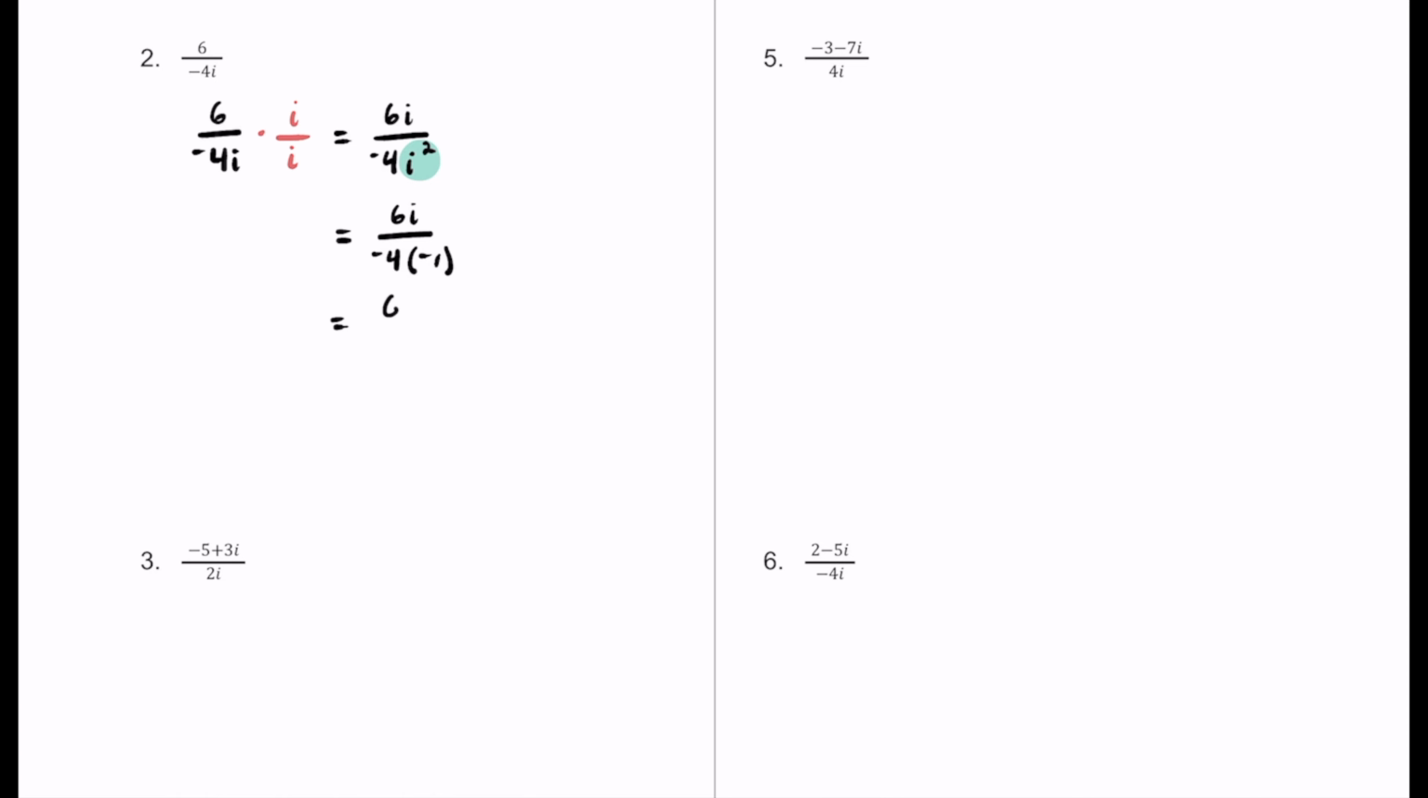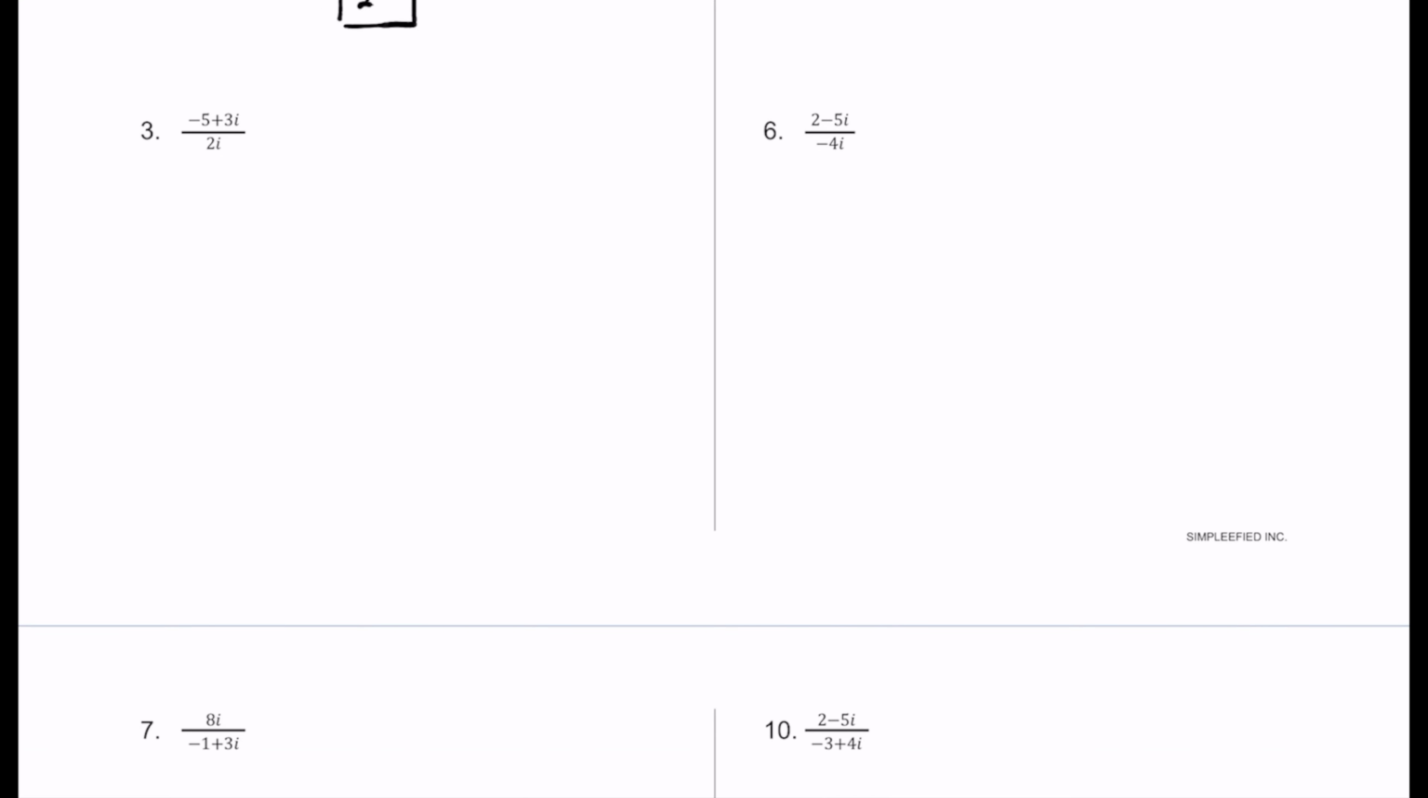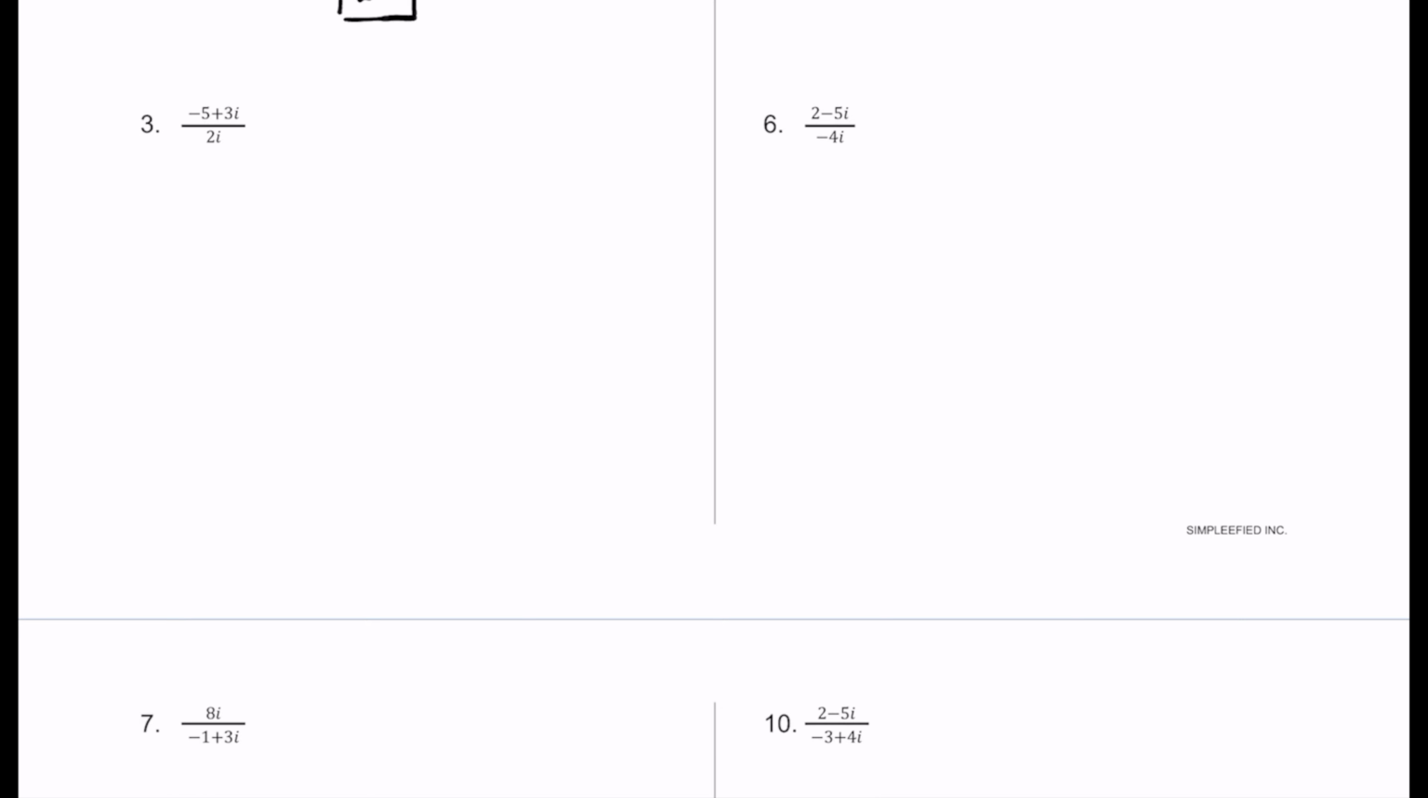So on top here we're going to have 6i over, and then negative 4 times negative 1 is going to be positive 4, so let's put that. Then we can divide top and bottom both by their GCF of 2, so we're going to get 3/2 and then i. Okay, so this would be our rationalized version. Number 3 is a little bit more tricky just because we have 2 terms in the numerator. Let's just write this down though. We have negative 5 plus 3i, and it's over 2i.